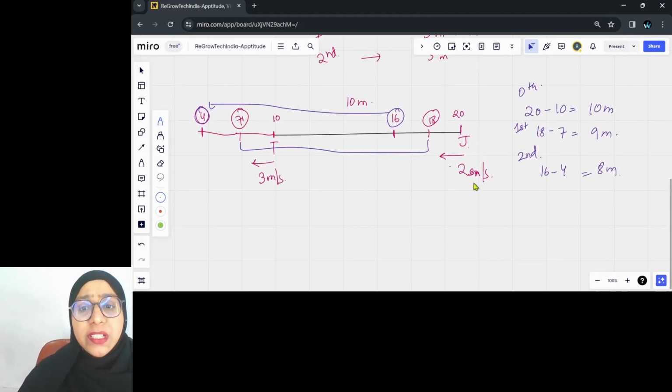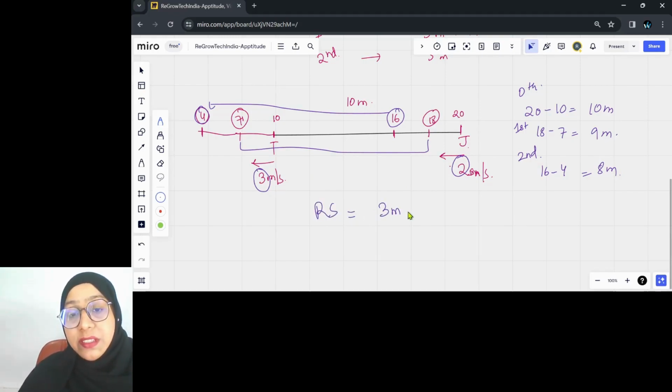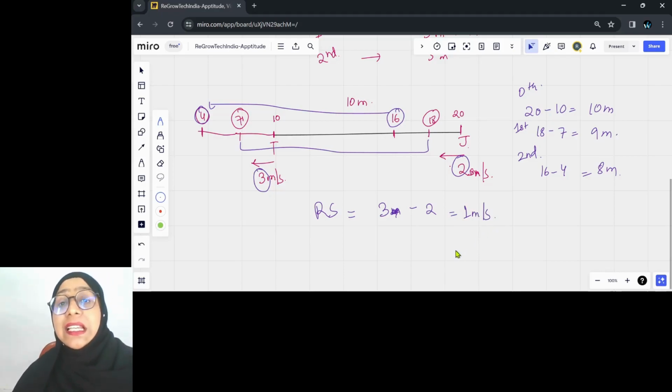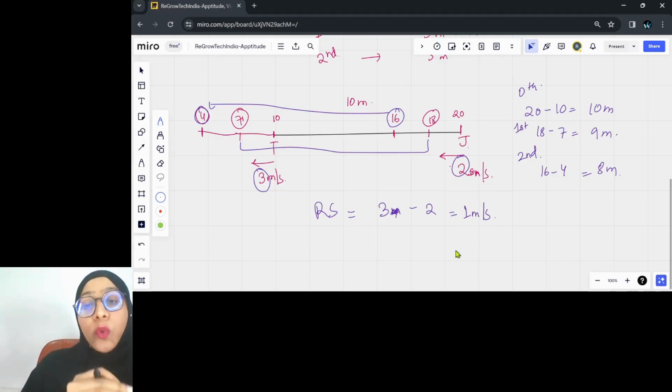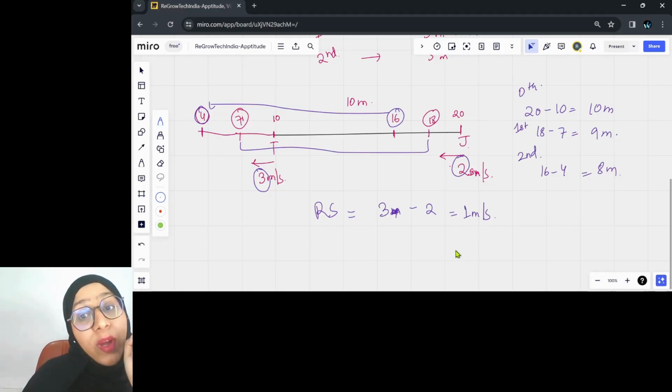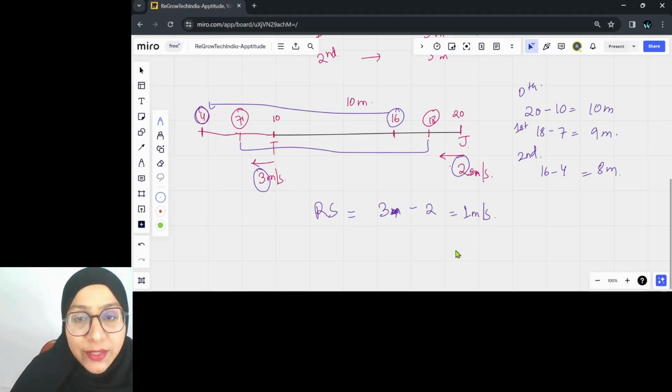And if you think about it, this 1 meter is nothing but the difference between 3 and 2, right? So the relative speed in this case is 3 minus 2, which is 1 meter per second, meaning the speed of Tom with respect to Jerry, or Jerry with respect to Tom, is simply 1 meter per second. That every second they are only able to cover a distance of 1 meter, and the distance is decreased by 1 meter in each second, right?